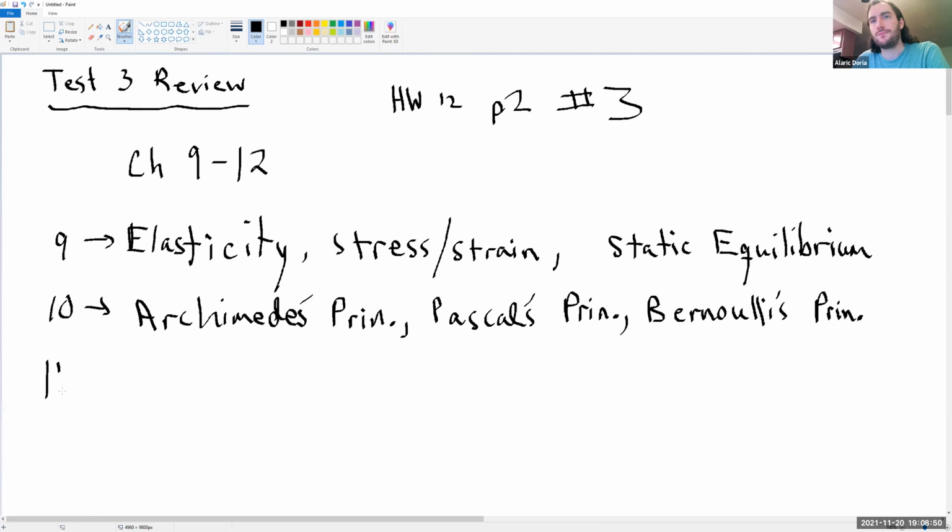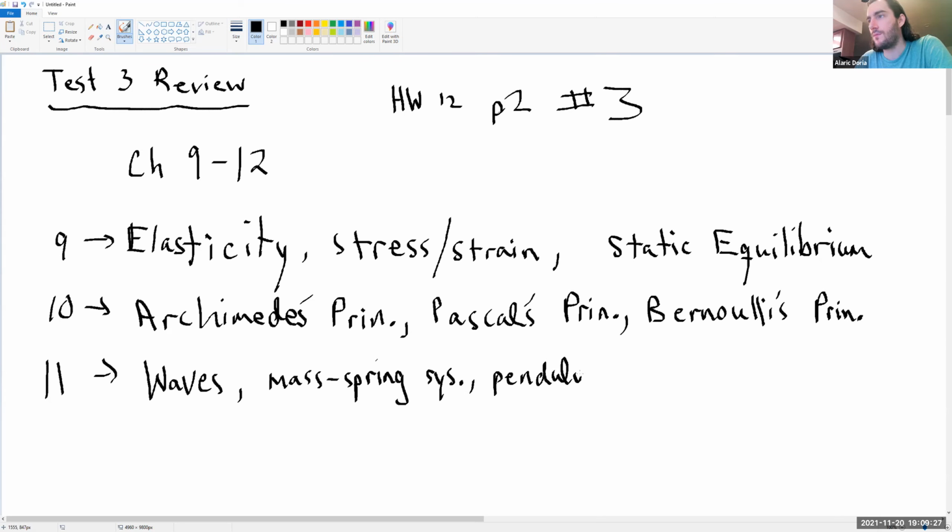For chapter 11, the topics were waves, right? So things like frequency, period, wavelength, right? And then there were some other topics in there, for example, the mass spring system, which has been kind of a recurring topic for us throughout the course. We talked about the pendulum. And some other topics in there as well, like the energy transported by waves, but I consider those subtopics, so we'll talk about them as we need to.